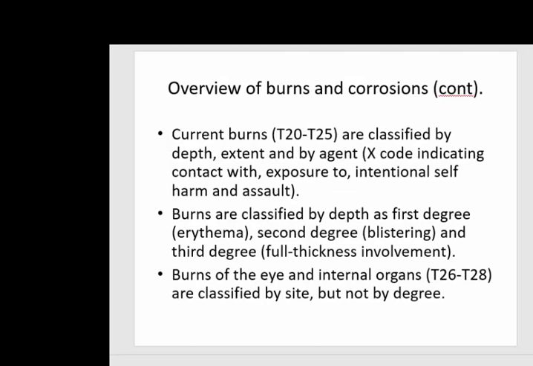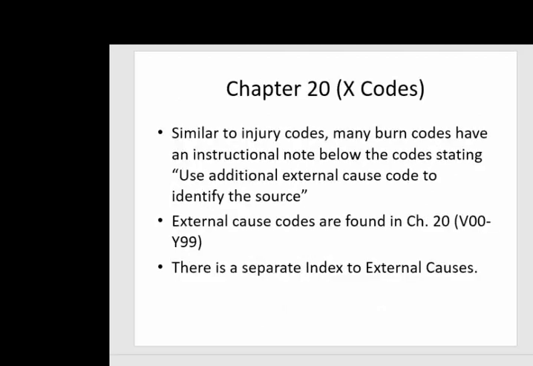A current burn is a burn in the current episode of care, and they are classified by depth, extent of the body involvement, and the agent. In other words, what caused the fire. Depth is talking about first degree, second degree, third degree. Remembering that with the eye and the internal organs, you can only classify a burn by site. You're not going to see anything to do with degree when you're dealing with internal organs.